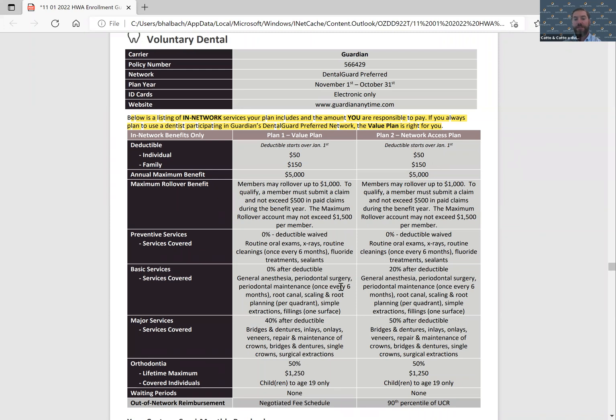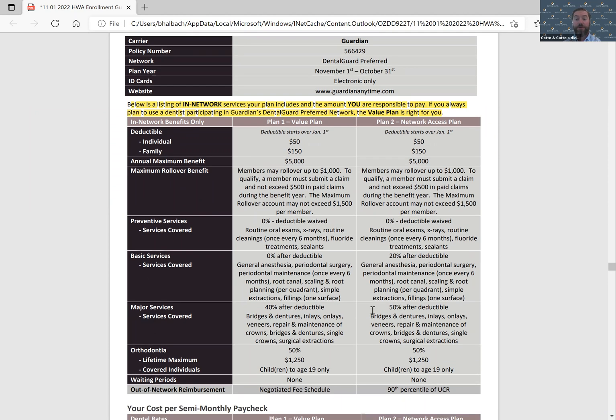And it's going to depend on where that bridge or crown would fall, whether it's a basic service or a major service. That's dependent upon the plan, whether your dentist is in or out of network, but they will throw $5,000 at your mouth per year. And so if you've got, God forbid, 20 grand worth of dental work, you would have some coverage for covered procedures up to 5.